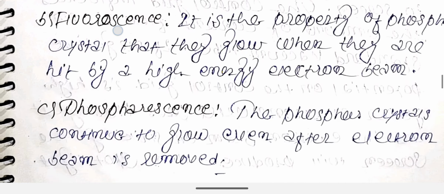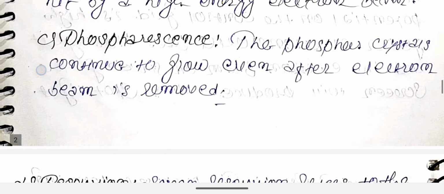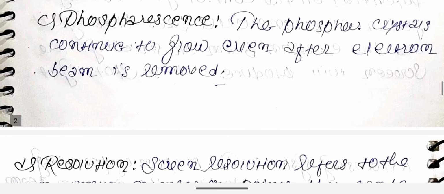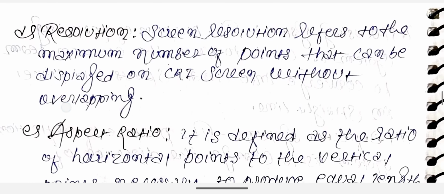Fluorescence. It is the property of phosphor crystals that they glow when they are hit by a high energy electron beam. Next, friends, C. Phosphorescence. The phosphor crystals continue to glow even after the electron beam is removed. D. Resolution.